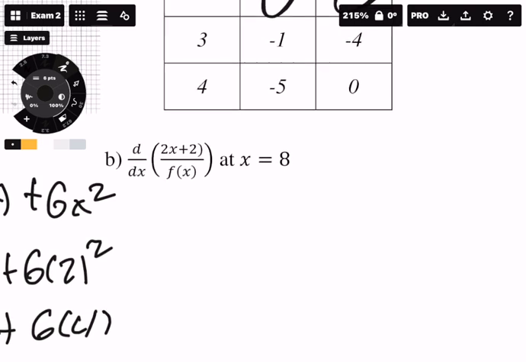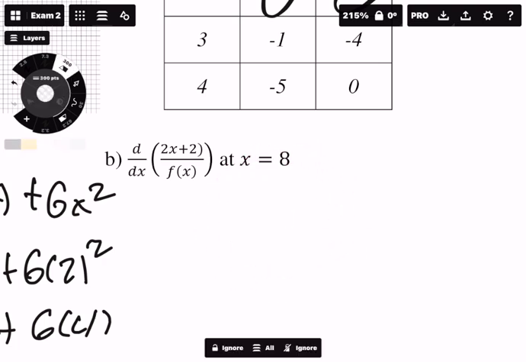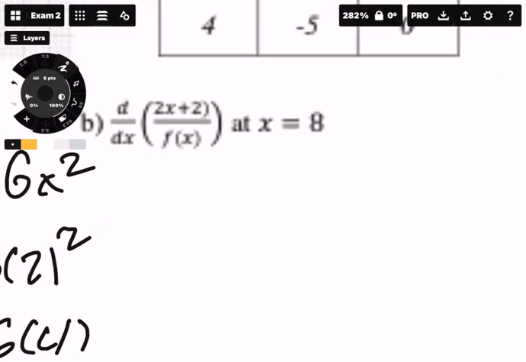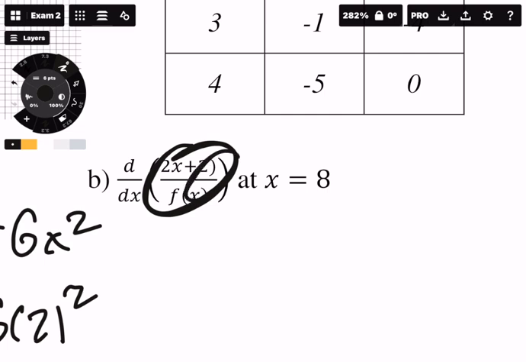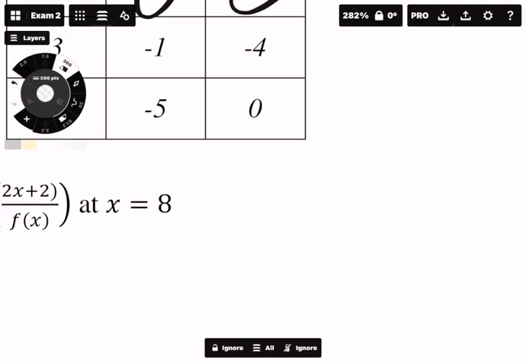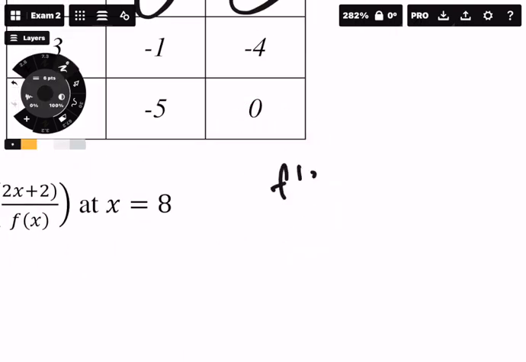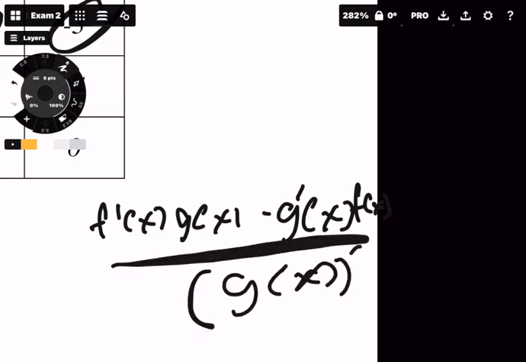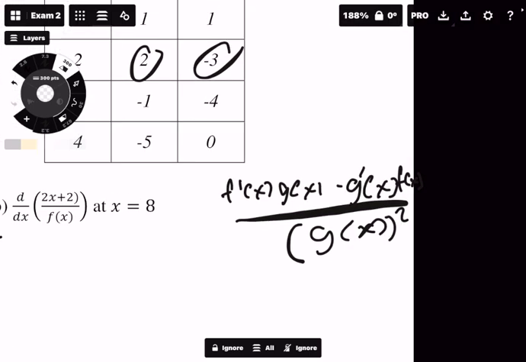This one's going to be the quotient rule. Okay, let's do B now. So this looks like a quotient rule, which is just this: f prime of x times g of x minus g prime of x times f of x, all over g of x squared. Okay, let's just do that.